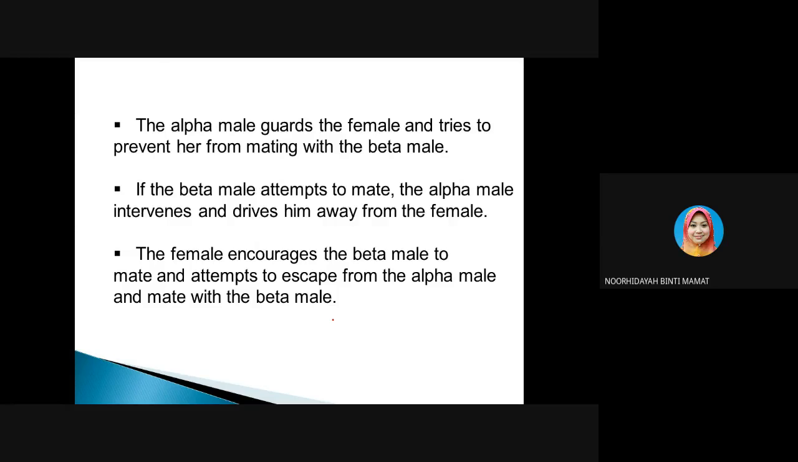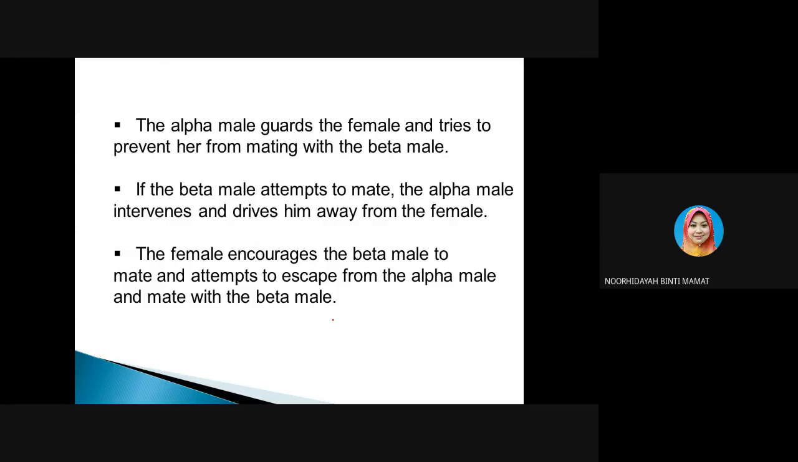Okay, why does the female do this? Because remember the benefits of polyandry for the female. We have the genetic benefits and also the natural benefits. That is why the female encourages the beta males to mate with her. But on the side of the alpha male, they will guard the female and drive away the beta males. So this is the competition.